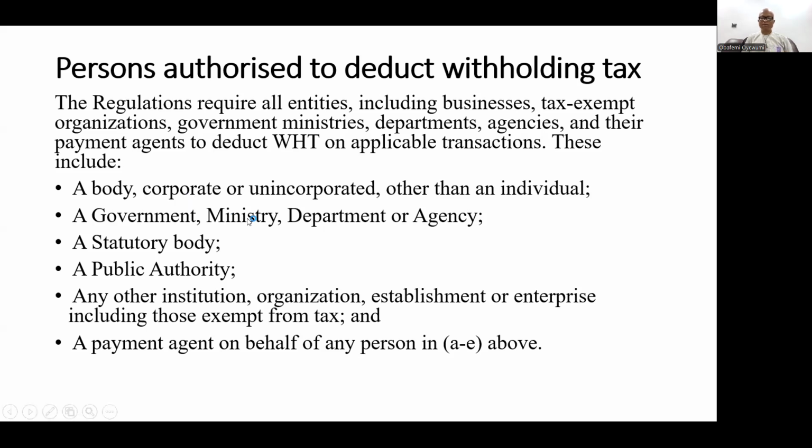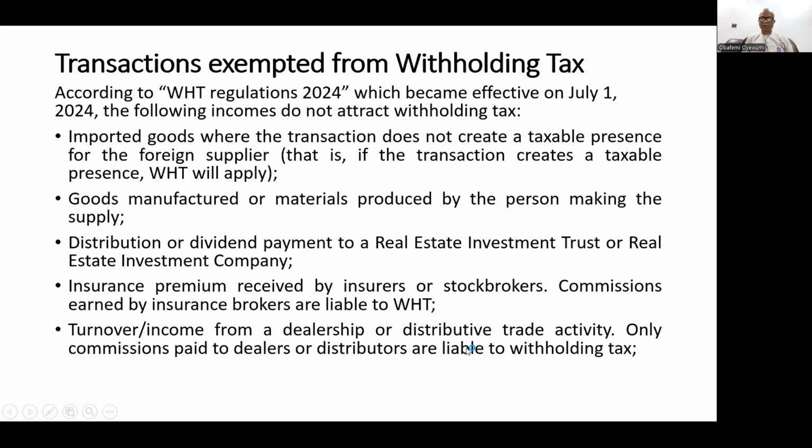A government ministry, department, or agency, a statutory body, a public authority, any other organization, institution, establishment, or enterprise, including those exempt from tax, and a payment agent on behalf of any person in A to E above. These are the people that have been given the authority to deduct.